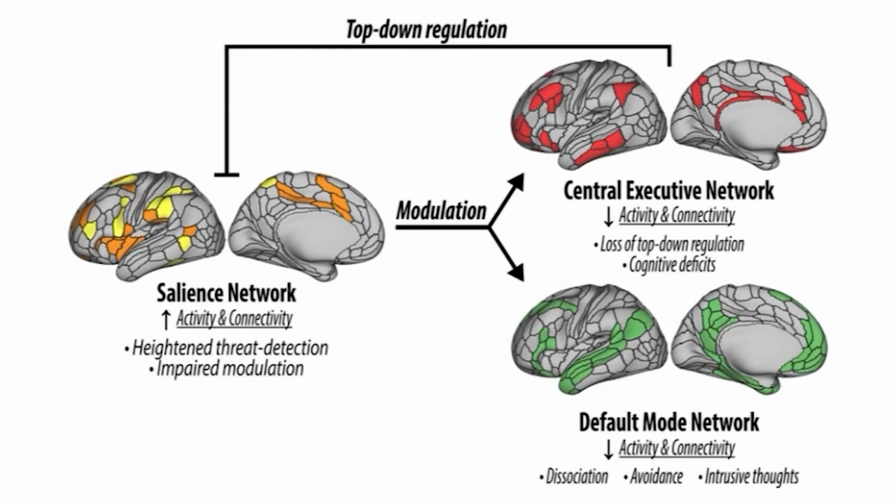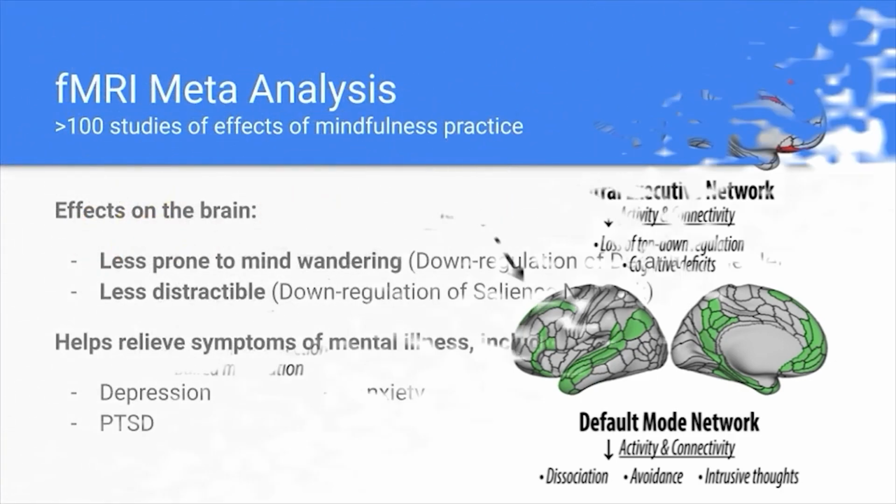The default mode network is where our egos and repetitive negative thoughts arise. In patients suffering from depression, anxiety, or post-traumatic stress disorder, the default mode network is hyperactive. The connection between the salience network and the default mode network is increased in these individuals, creating a powerful feedback loop that amplifies the activity of both networks and decreases the activity of the executive control network.